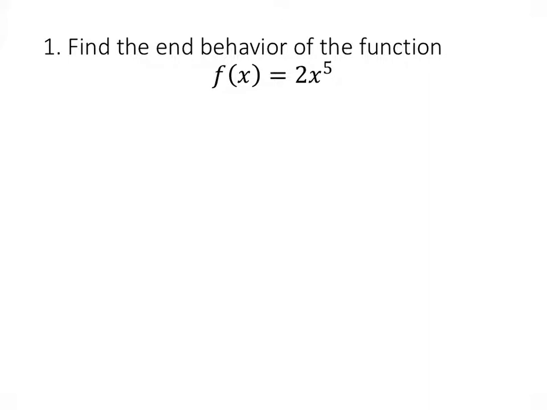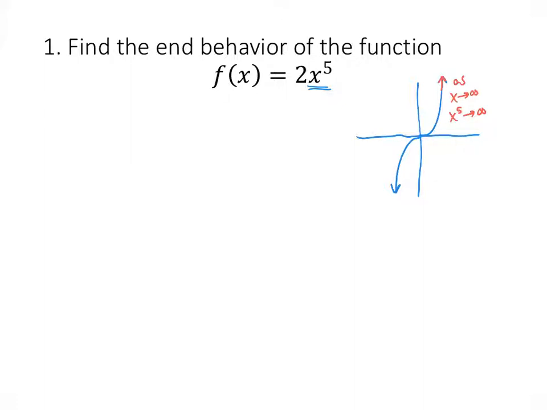So the first thing we need to think about is the end behavior of just x to the fifth. So ignore the 2 temporarily. And what we know is that since 5 is an odd number, the general shape of that graph looks like this. And what we see is that as x goes to infinity, in other words, as x becomes a larger and larger positive number, x to the fifth also goes to infinity because the function is going up. So the y values are getting larger and larger and larger, going off to infinity.